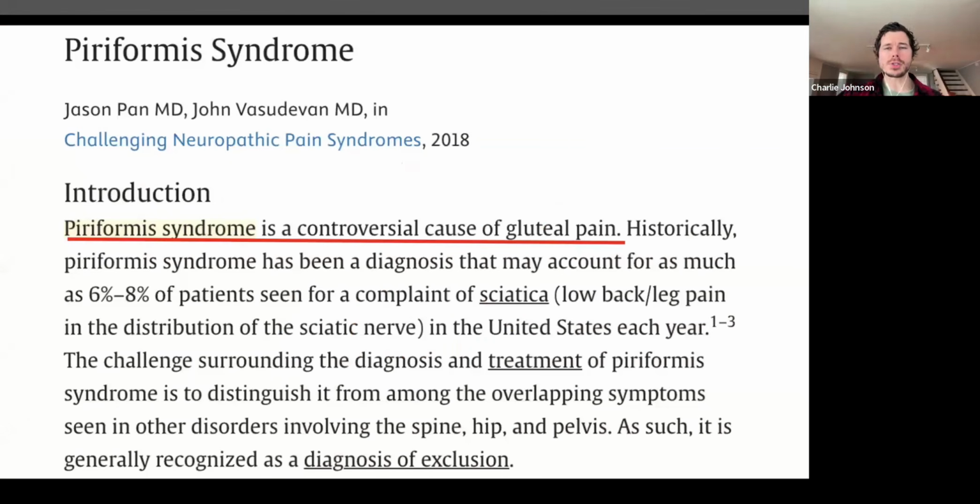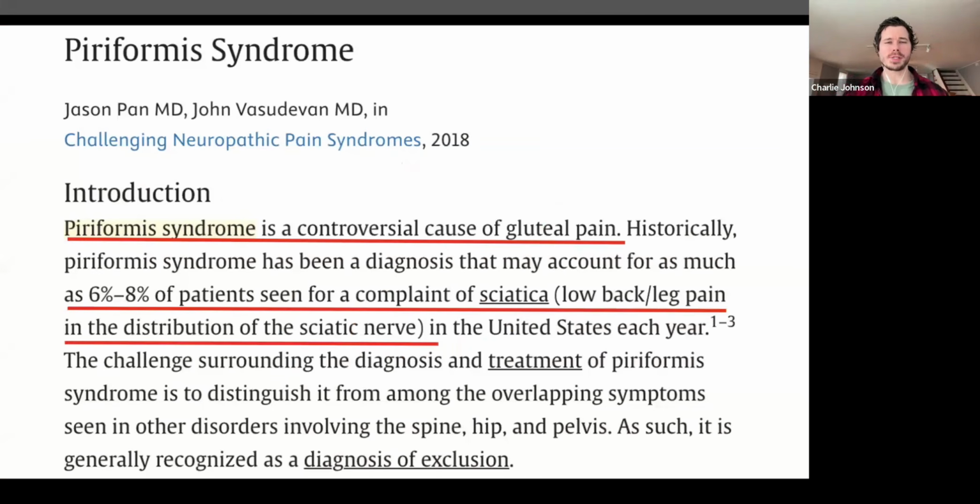Piriformis syndrome is a controversial cause of glute pain. It accounts for about 6 to 8% of patients who present with sciatica, a problem with the sciatic nerve. And in the same breath, in brackets here, low back, leg pain in the distribution of the sciatic nerve. So is it sciatica or is it not? There's a difference, right?